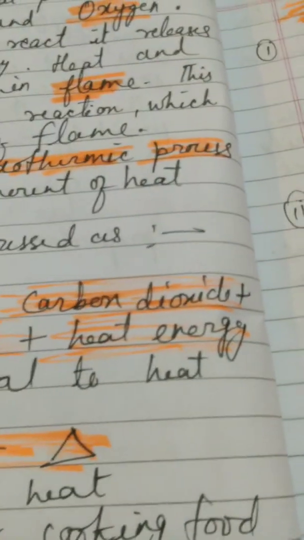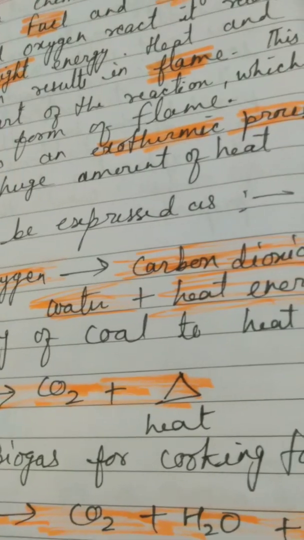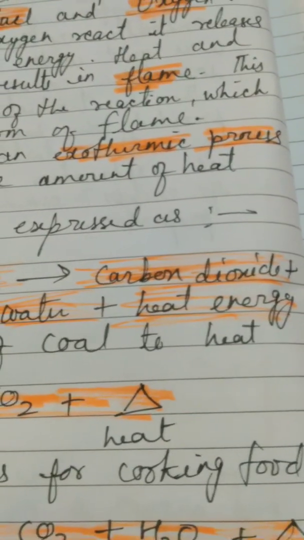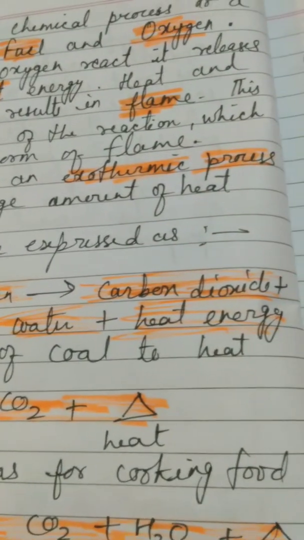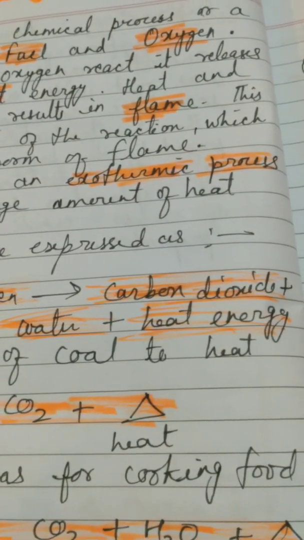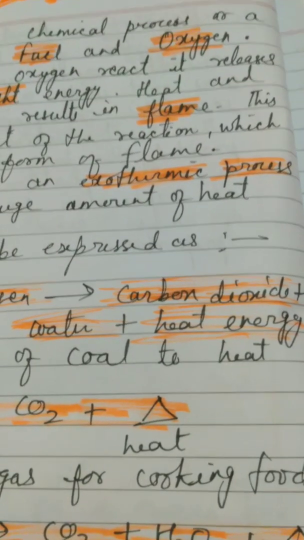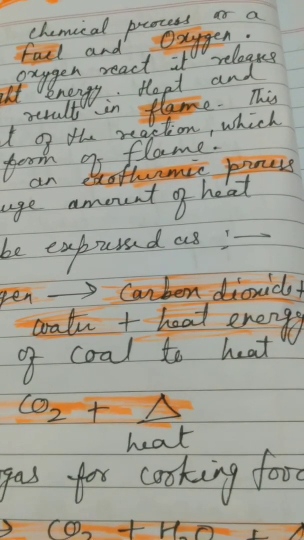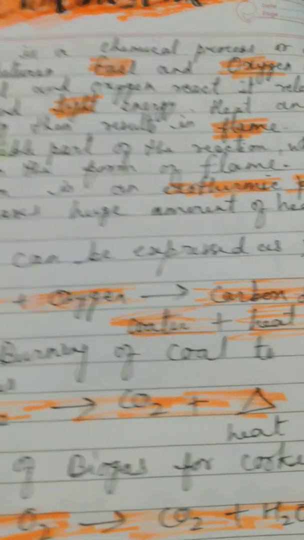What are the products here? Carbon dioxide, water vapor will be released after every combustion, and heat energy. So these three are the integral part of combustion: carbon dioxide, water, and heat energy. This will be 100% produced after the combustion reaction, no less than that. These three will always be present as products when we are burning any substance.